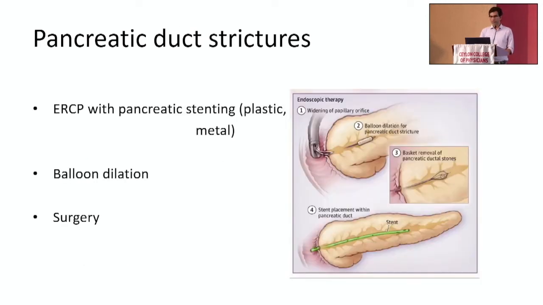For pancreatic duct strictures, the treatment options available are ERCP with stenting, which can be plastic stents, or if it's not responding, metal stents are available, or the strictures can be dilated using a balloon, and multiple strictures or resistant strictures can undergo surgical procedures.